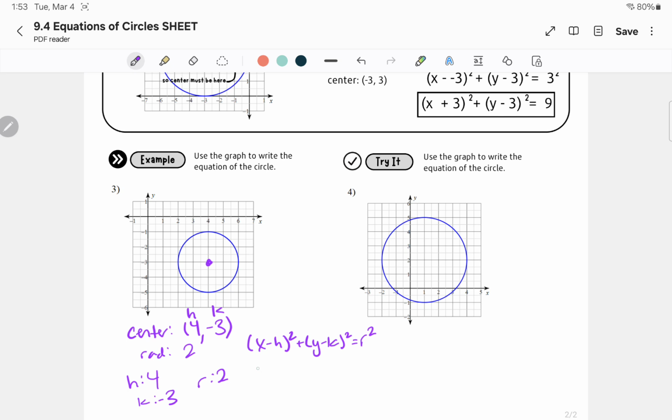So let's plug those in. So x minus 4 squared plus y minus -3 squared equals 2 squared. Right, all I'm doing is plugging in. Once I have the center, I know it's h and k. That's where I got those from. The radius is 2. So all I'm doing is plugging in 4 for h, -3 for k, and 2 for r. Now I'm going to simplify. So x minus 4 squared is already simplified. Y minus -3 is just y plus 3. And 2 squared, 2 times 2 is just 4. So this is my answer.